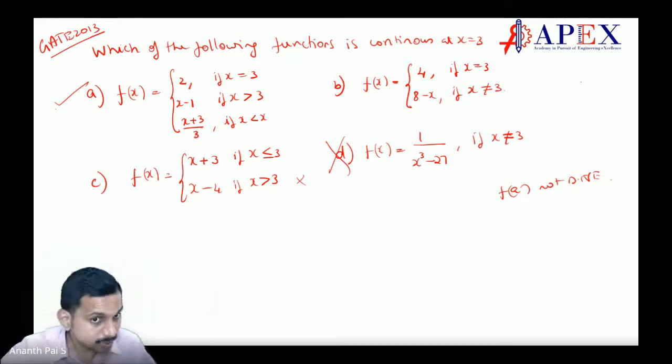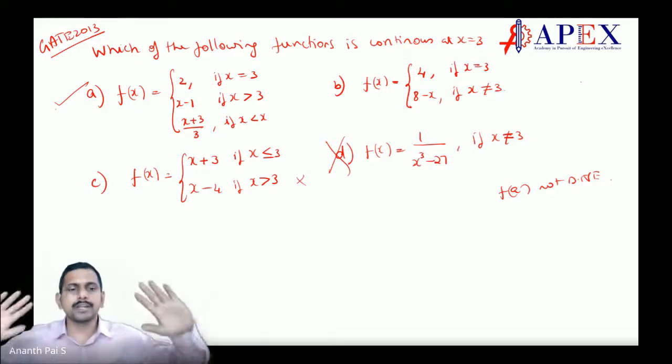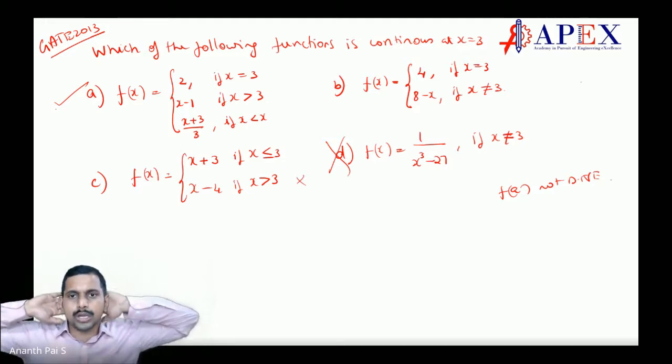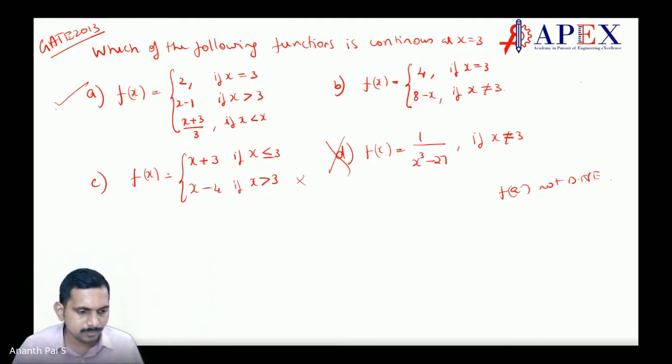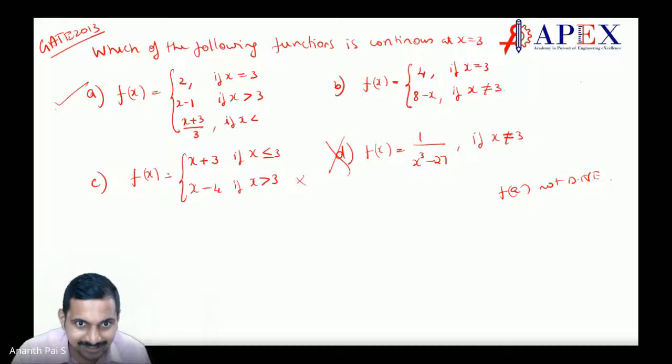Try it out, slow and steady. Don't worry about being slow now. Sir, in A, the third condition is x less than 3. Yes, it's less than 3. I'm very sorry, my bad. x less than 3.